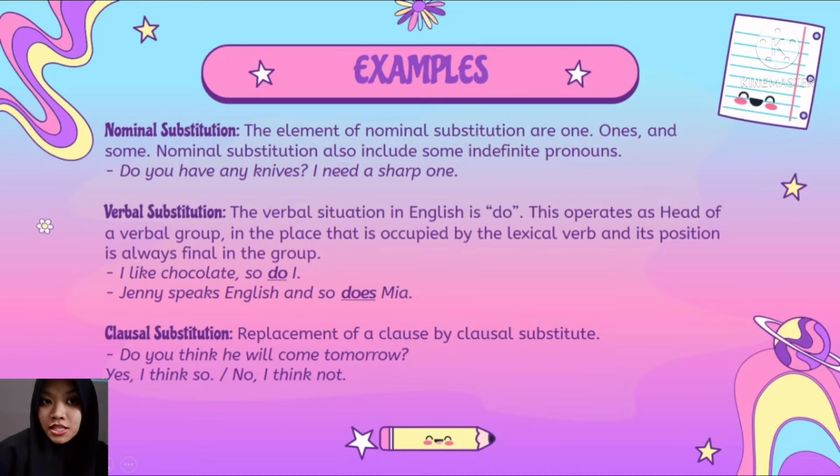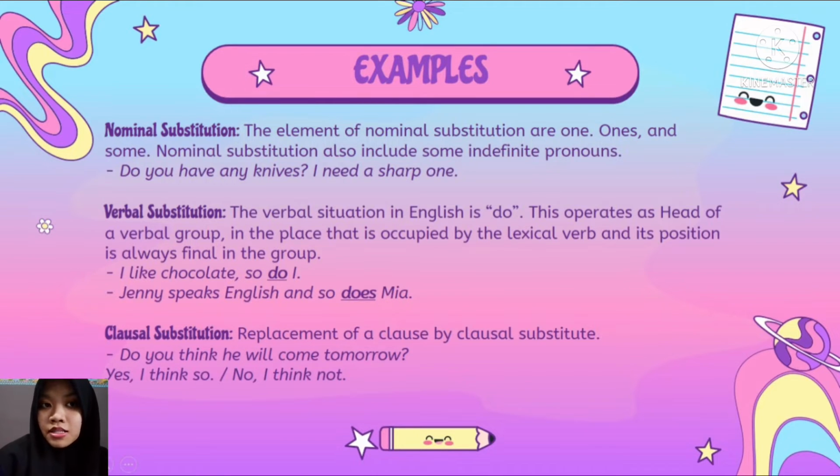Nominal substitution. The elements of nominal substitution are one, ones, and some. Nominal substitution also includes some indefinite pronouns. For example: do you have any knives? I need a sharp one.